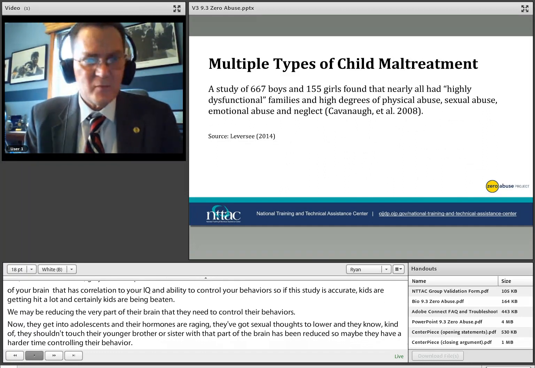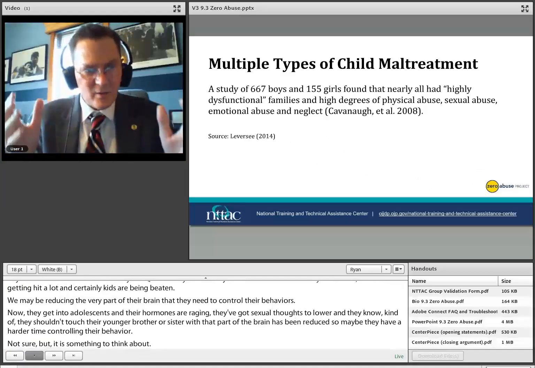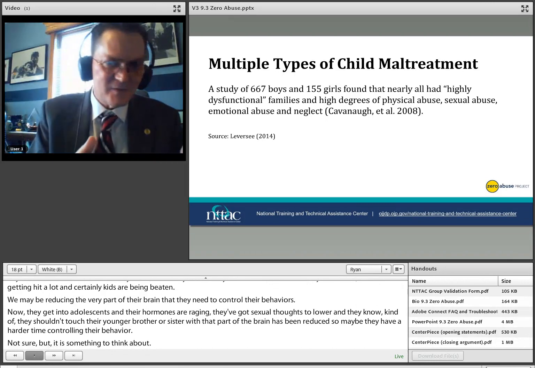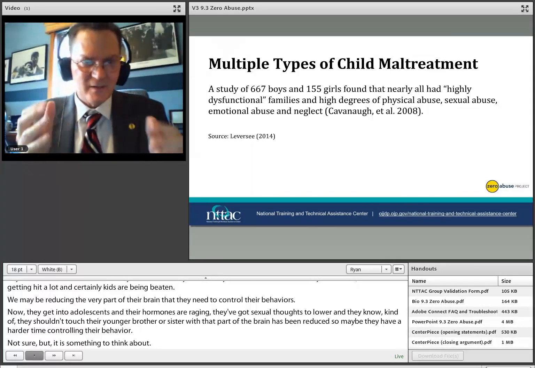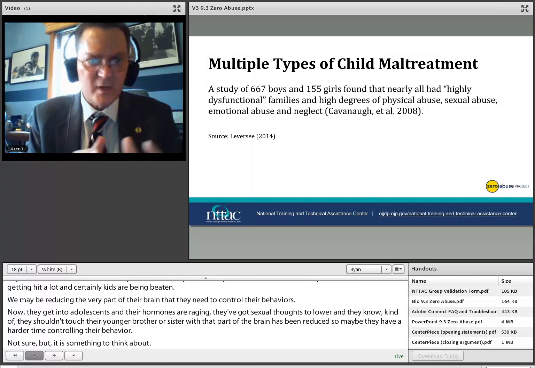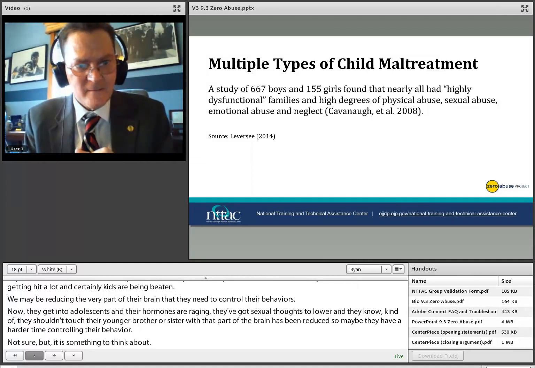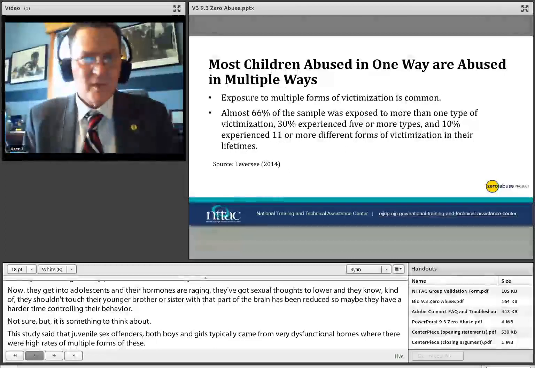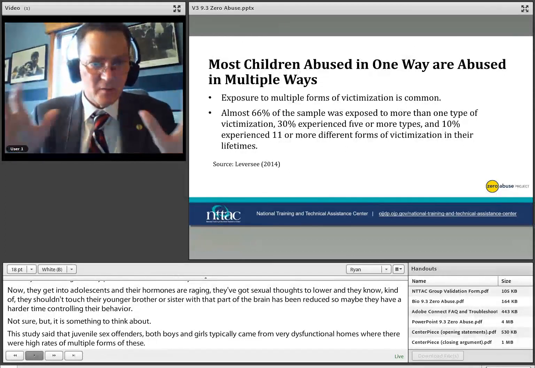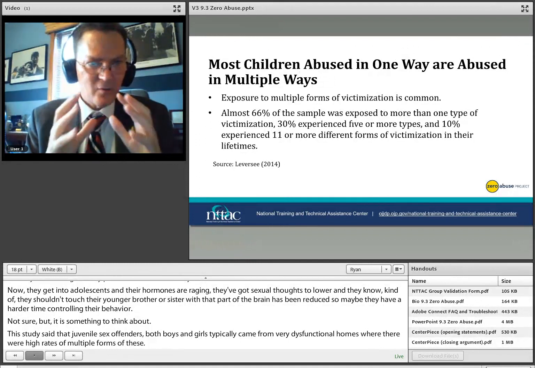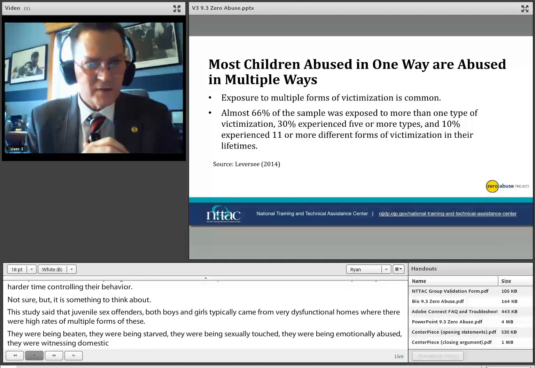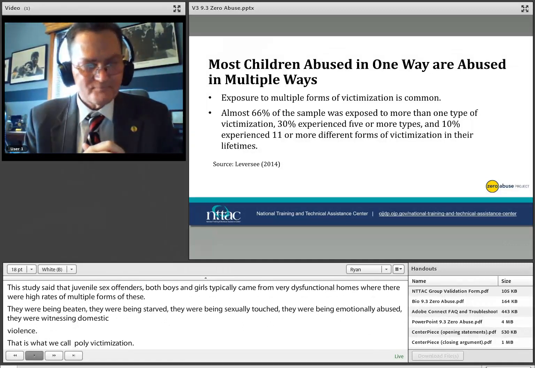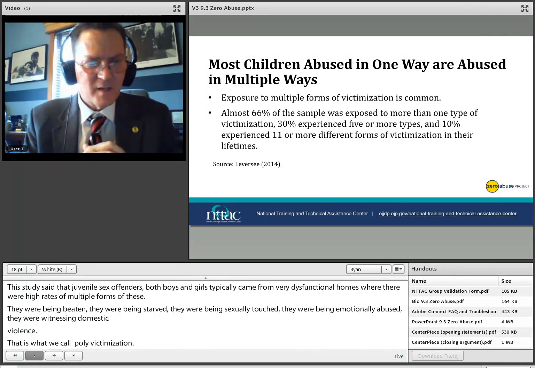The study said that juvenile sex offenders, both boys and girls, typically came from very dysfunctional homes where there were high rates of multiple forms of abuse. They were being beaten. They were being starved. They were being sexually touched. They were being emotionally abused. They were witnessing domestic violence. That is what we call polyvictimization. And we know from polyvictimization research, a child who fits into multiple categories is at higher risk to engage in behavioral misconduct, including acting out sexually.